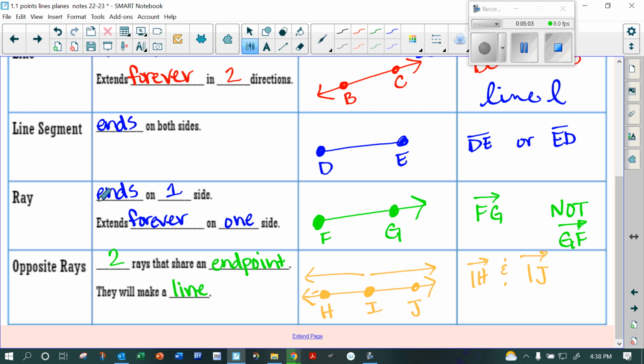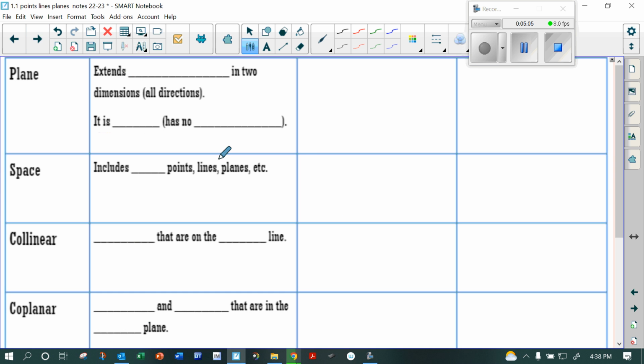All right, moving on here. Now we have a plane. A plane is a flat surface. It extends forever and ever. So it extends without an end in two dimensions, so all directions. And in geometry it's always going to be represented by a quadrilateral.